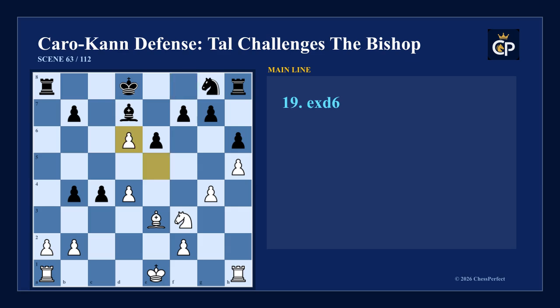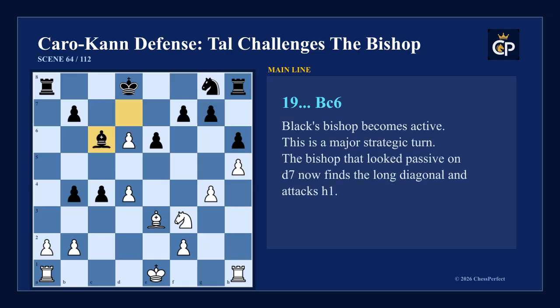E takes d6. Bishop c6. Black's bishop becomes active. This is a major strategic turn. The bishop that looked passive on d7 now finds the long diagonal and attacks h1.